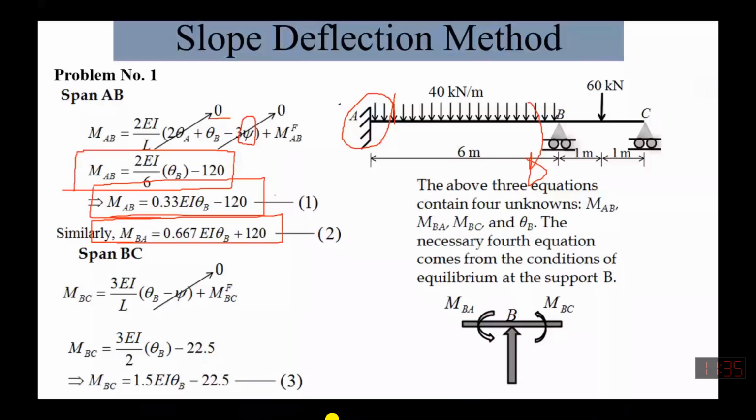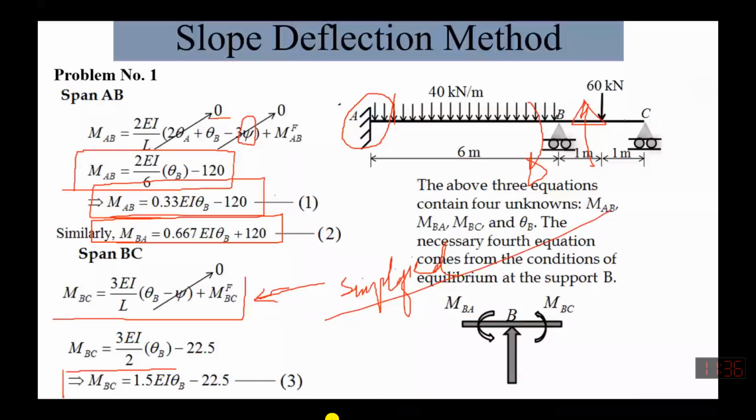Now for span BC, students, we are going to write down the equation for MBC. So this MBC will be equal to 3EK into theta B minus psi plus MB. This will be our simplified equation that we will use for this span. So the third moment is now with us. That is MBC equals 1.5 theta B minus 22.5.